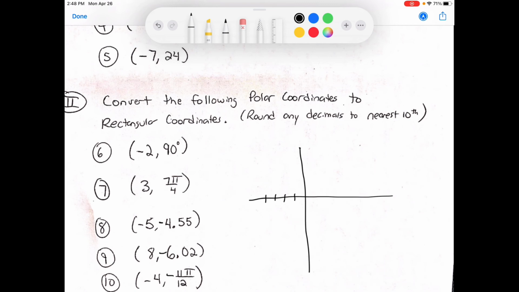So if you didn't know that, you can convert -11 pi over 12 times 180 over pi. Cancel the pi's. And that will give you -11 times 180 divided by 12, -165 degrees. So 15 degrees short of a full pi.